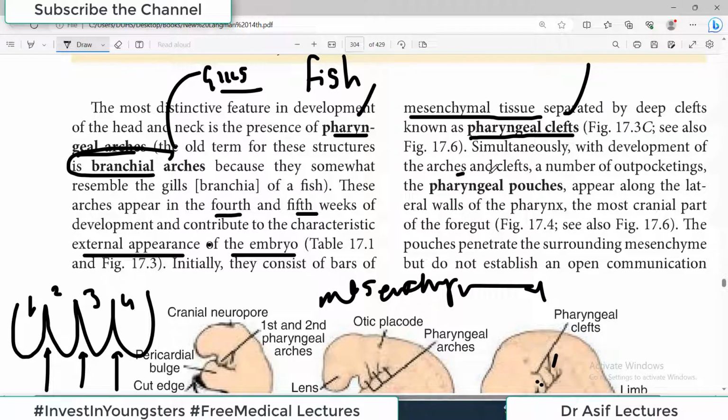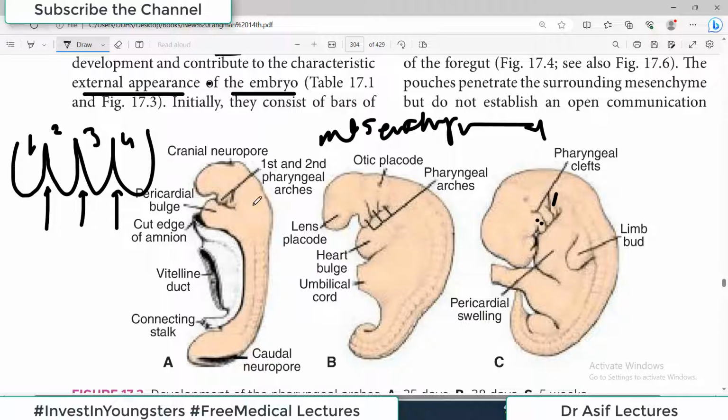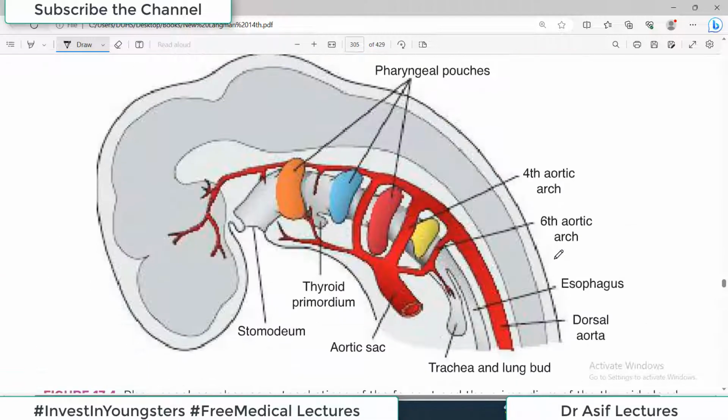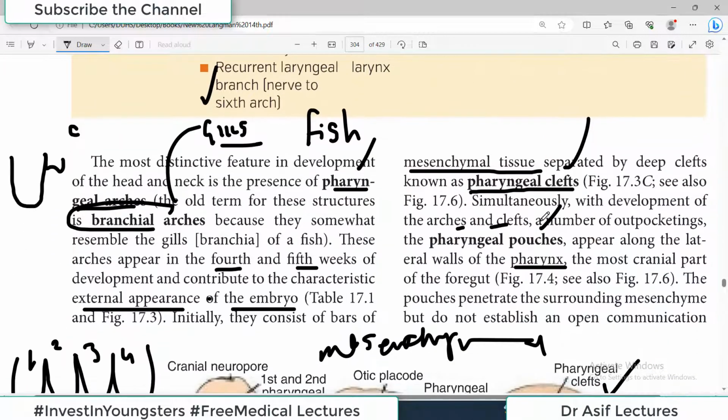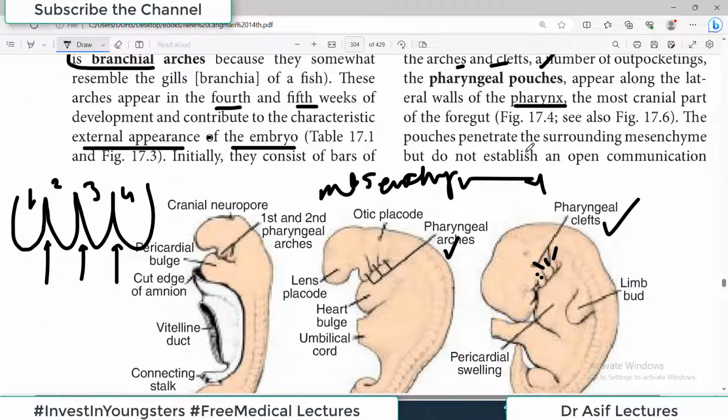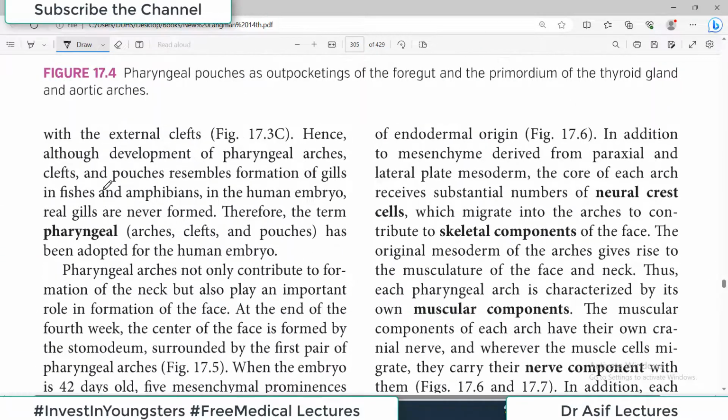Simultaneously with the development of the arches and the cleft, a number of outpocketings also appear along the lateral walls of the pharynx। तो इस तरह के पॉकेट्स बनना शुरू हो जाते हैं। So there is a pharyngeal arch और cleft और पॉकेट्स। ये जो पॉकेट्स हैं, these are called pharyngeal pouches। ठीक है। So we now have 3 things to discuss। We have pharyngeal arches, we have pharyngeal clefts, which is the space between the pharyngeal arches, and then we have pharyngeal pouches as well। So 3 स्ट्रक्चर्स हैं जो हमको डिस्कस करने हैं अभी अगले डिस्कशन में। ठीक है। The pouches penetrate the surrounding mesenchyme but do not establish an open communication with the surrounding structure, and therefore the development of pharyngeal arches, clefts and pouches resemble formation of gills. Structurally they do, but they are not functionally as gills.